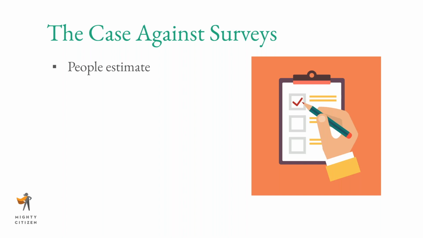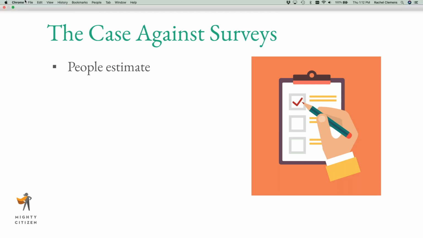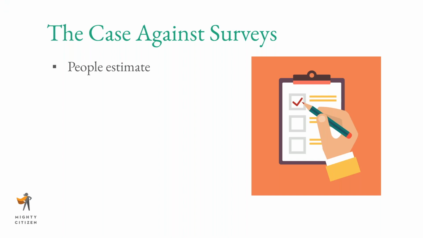But at the same time, it's just not 100% accurate if they are estimating, right? So if you've got a scale of 1 to 10, they kind of go, 7. And sometimes they'll give you inaccurate answers as well.